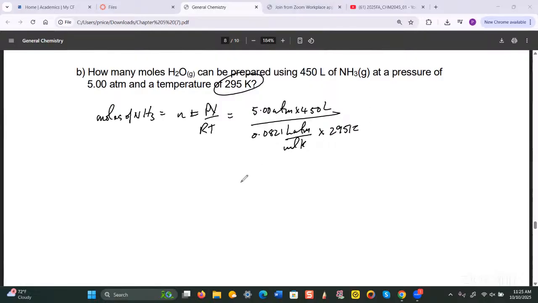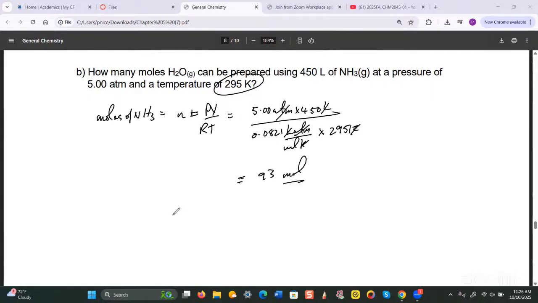Okay, so let's see what this gives. So this is 5 times 450 divided by 0.0821 times 295. Okay, so according to my calculation, how many sig figs? 2 sig figs. So 93 moles would be the answer. All right, so atmospheres canceled out, liters canceled out, Kelvin canceled out. So you have 1 over mole, so that gives you moles as the final unit. So now we have the moles of ammonia. So the next step is what?